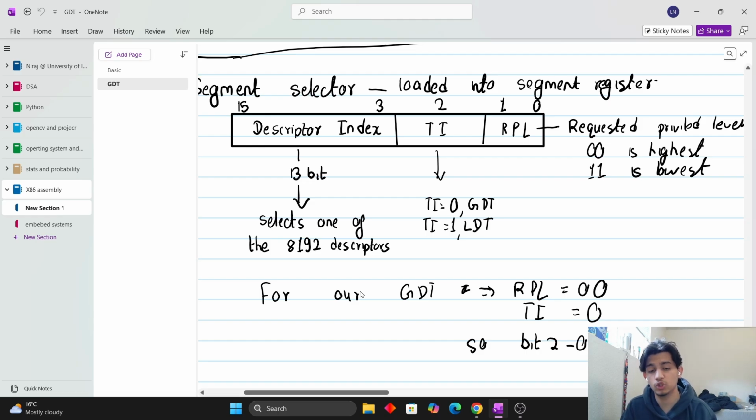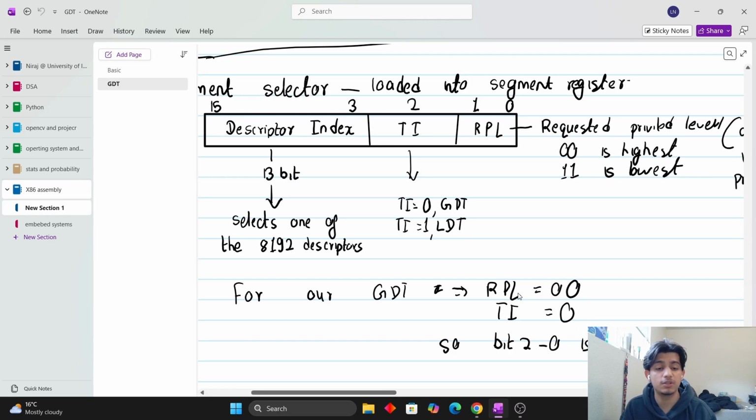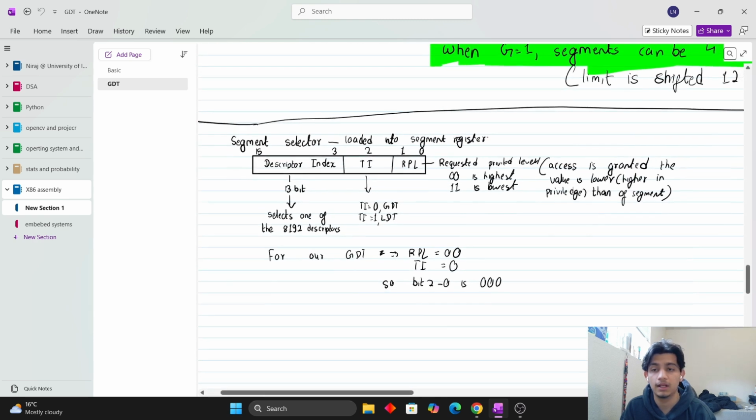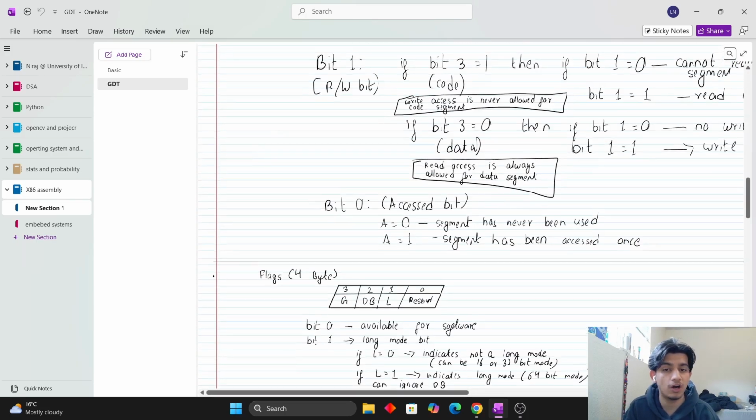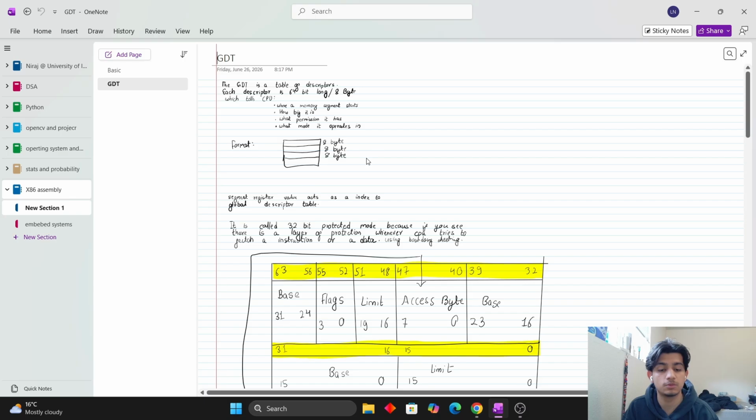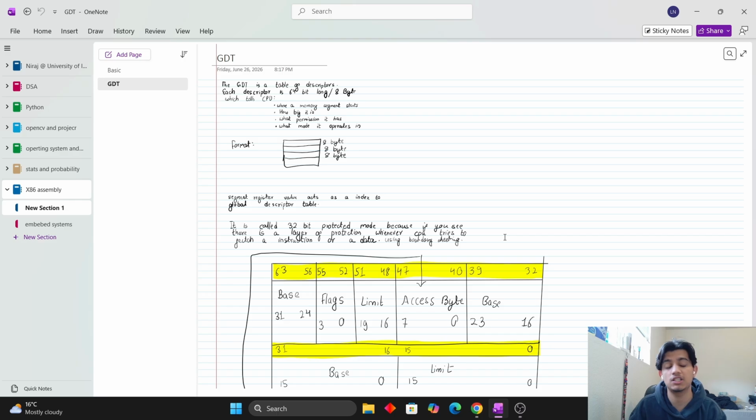And for our global descriptor table, the requested privilege level will be 0 because the bootloader has kernel level privilege. And for the table index, it will be 0 because we are looking at the global descriptor table. So that means bits 2 to 0 are 000. That is all you need to understand about the global descriptor table. We will implement it in the next video. I have just made an explanation video in this video so that it is easy for you to understand what we will be doing in the next video.